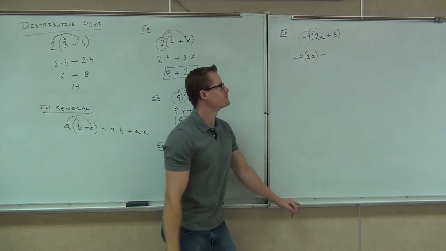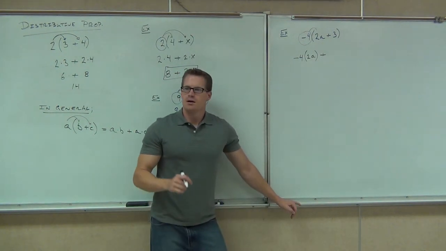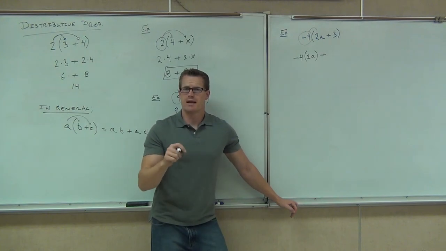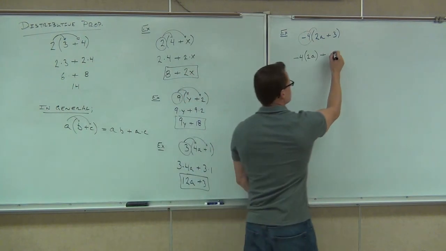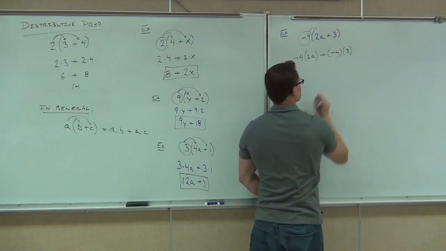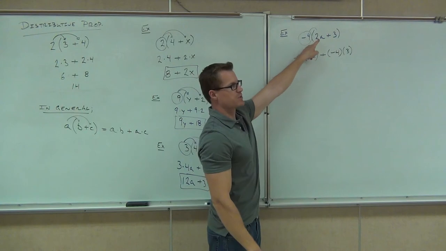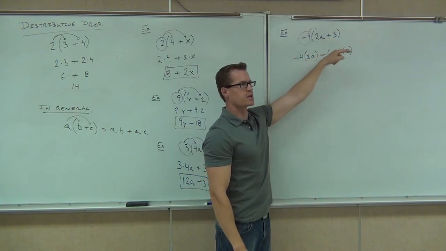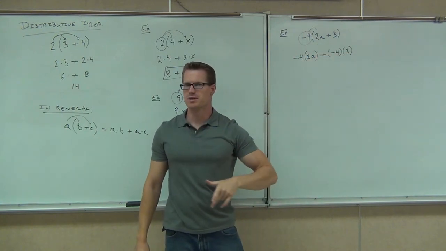Plus, because we had a plus sign. We're not going to have 4 times 3. What are we going to have times 3? Negative 4. Negative 4 times 2a, negative 4 times 3. Now we get to do our multiplication piece by piece.